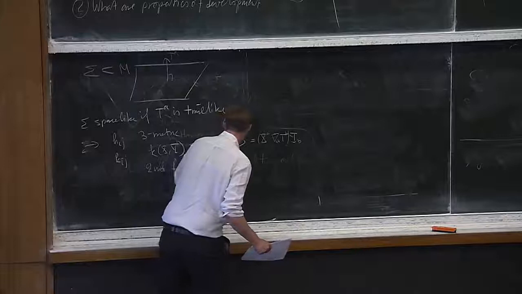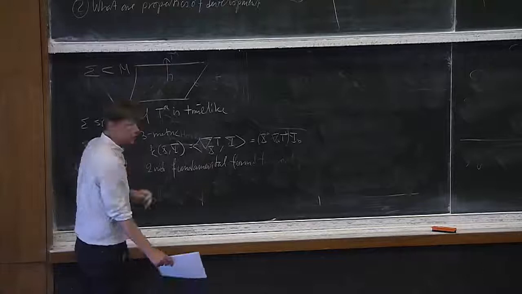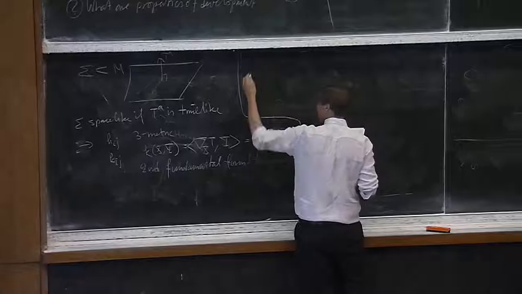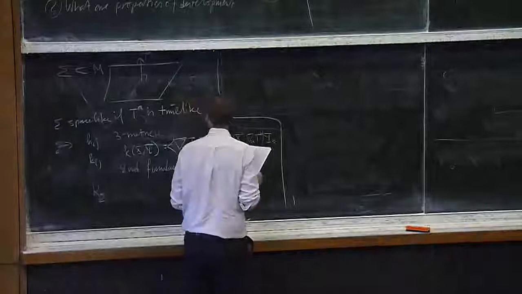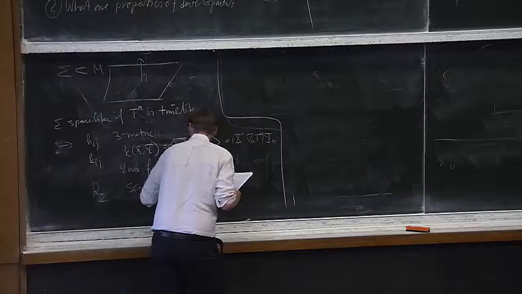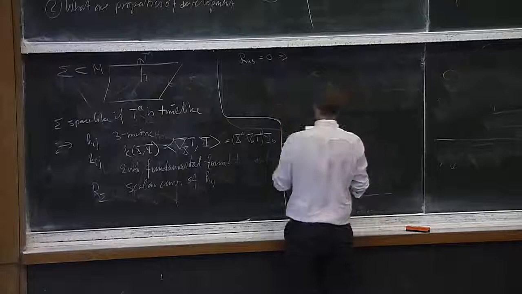And together, those fields encode the extrinsic geometry up to first derivative on sigma, and so let me also call R_sigma the scalar curvature on sigma calculated from this h. And then R_AB equal to 0 implies the following equations.